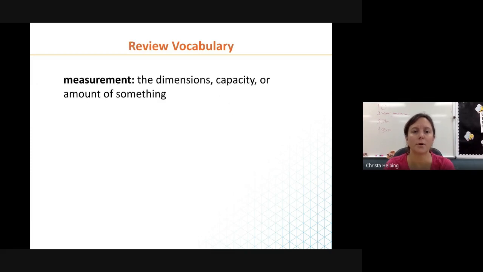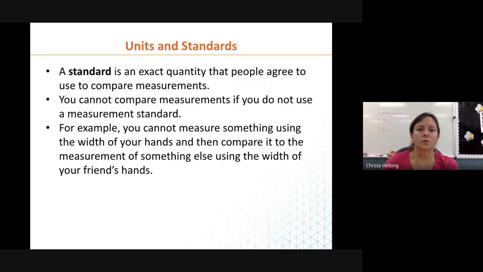If you remember, we need to know what measurement is. Measurement is how much of something or what the capacity of something is. We can also look at what the dimensions of something are. In order for us to have a measurement, we need to have a standard that is agreed upon.